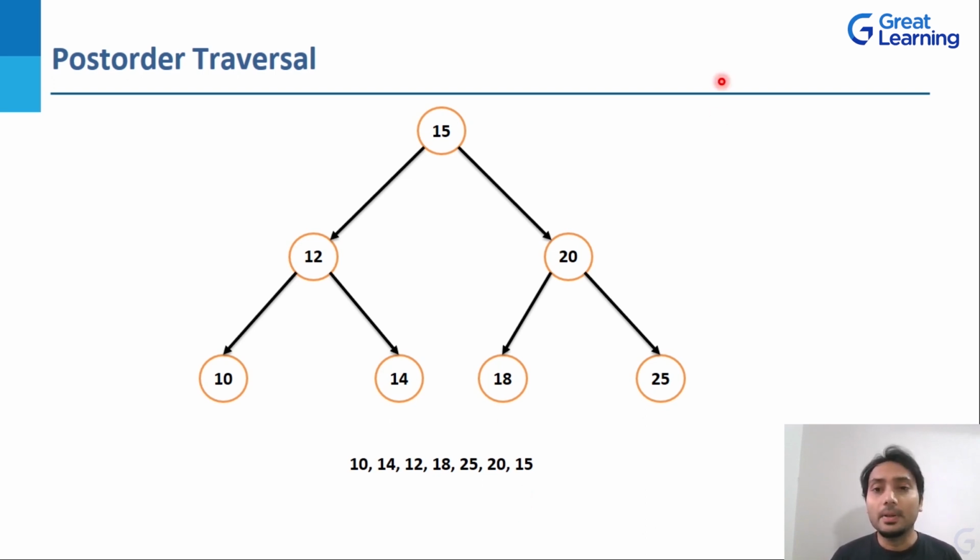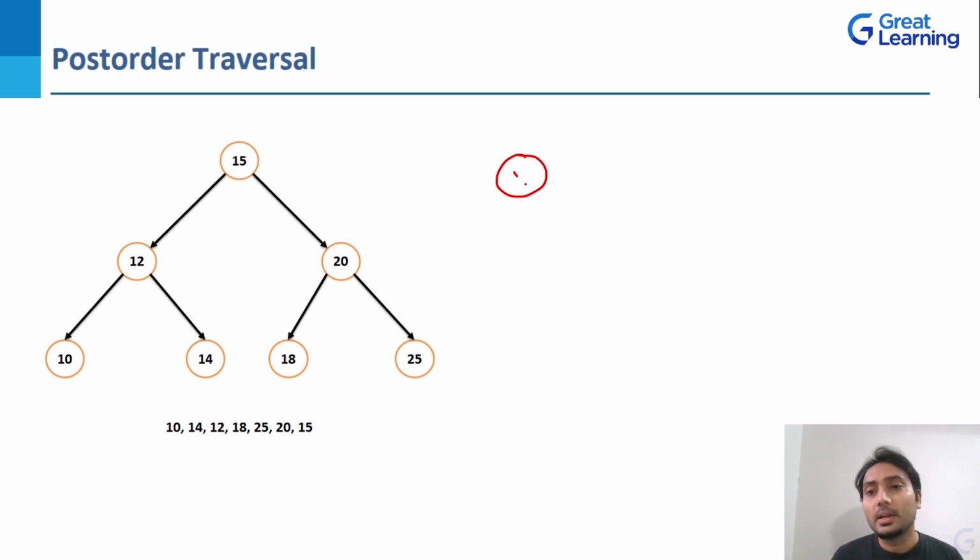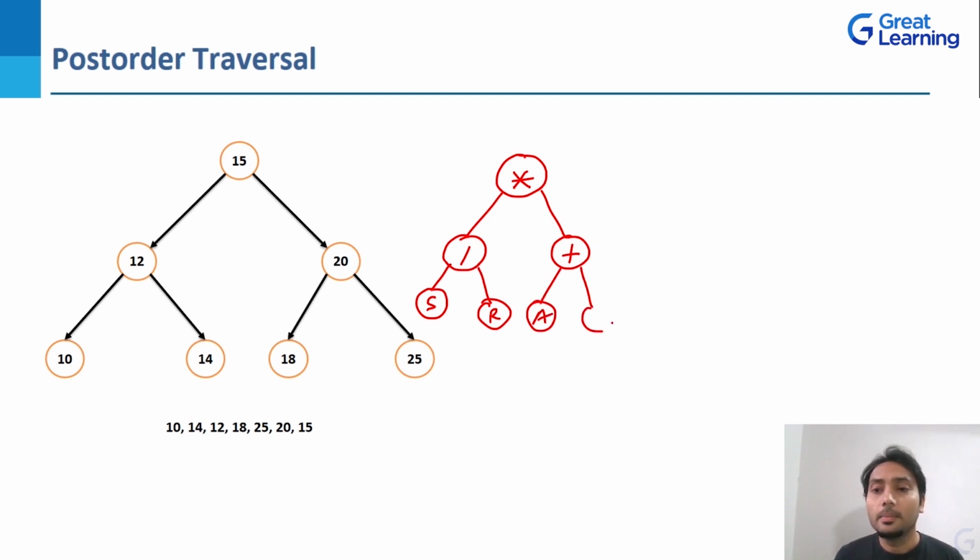Now consider this example. I have this time, let me take star here, the multiplication operation. Then let me take the division operation here. Then let me take the addition operation here. And then I will consider S, R, and then A and B. Now consider this expression tree here. And if you have to apply the post order traversal, what would you get? You would get the postfix notation of this particular expression tree. So how do you get that?